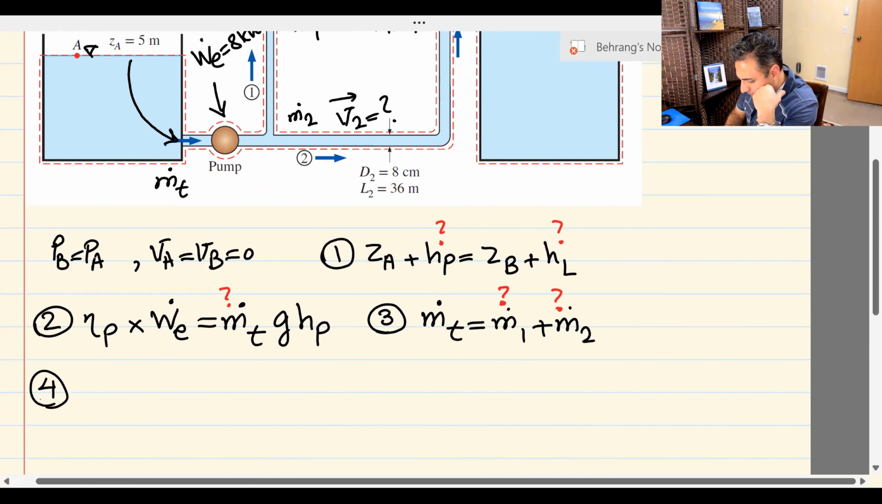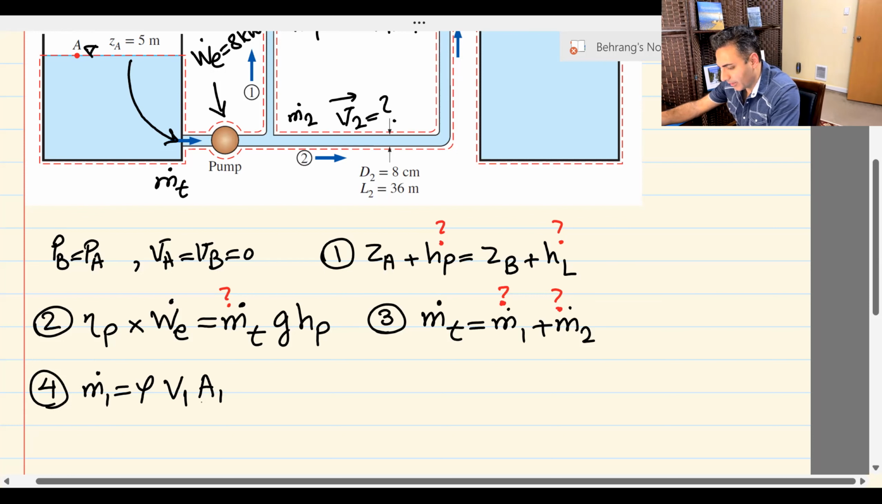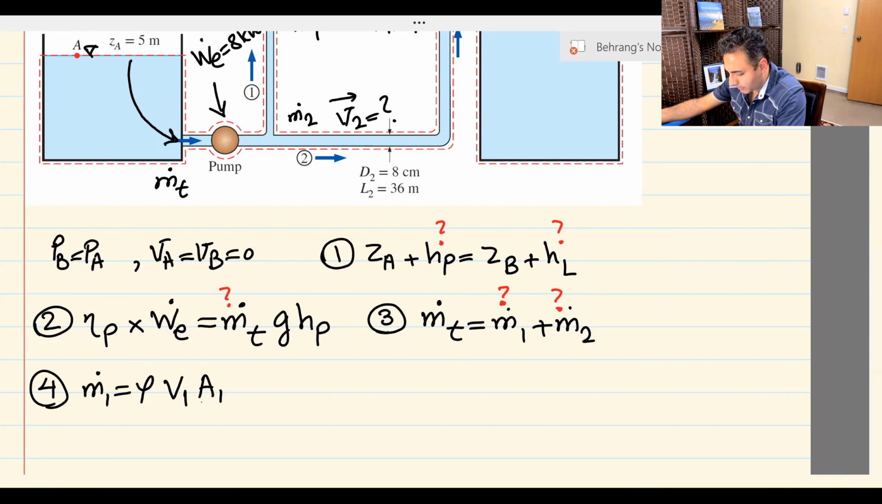Equation 4 in this case would be M dot 1 equals rho. Rho I can find because I have the temperature of water and I know it's liquid water, so I can find rho. That's not a problem. Rho times V1, that I don't have, times A1, the cross-sectional area that I need to calculate somehow. So that is another unknown.